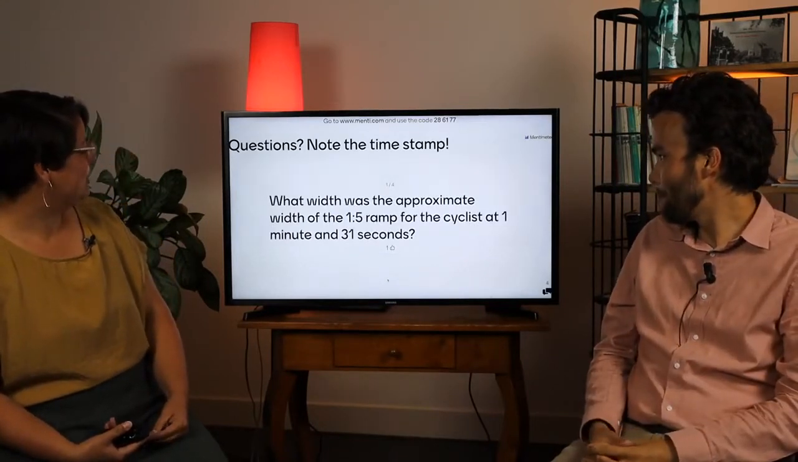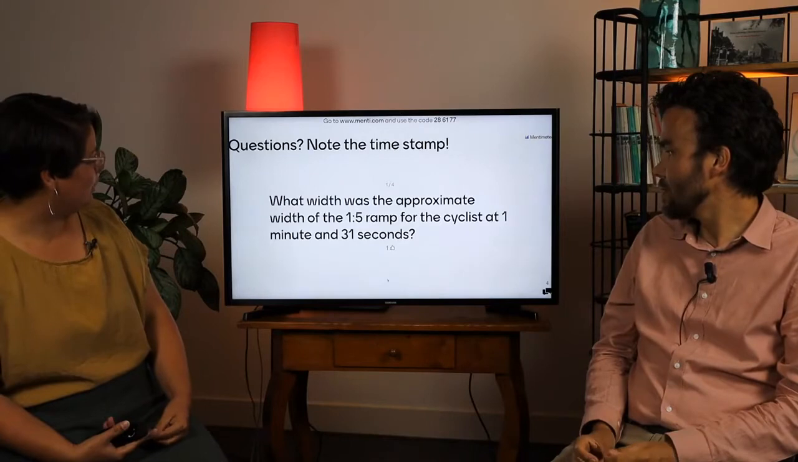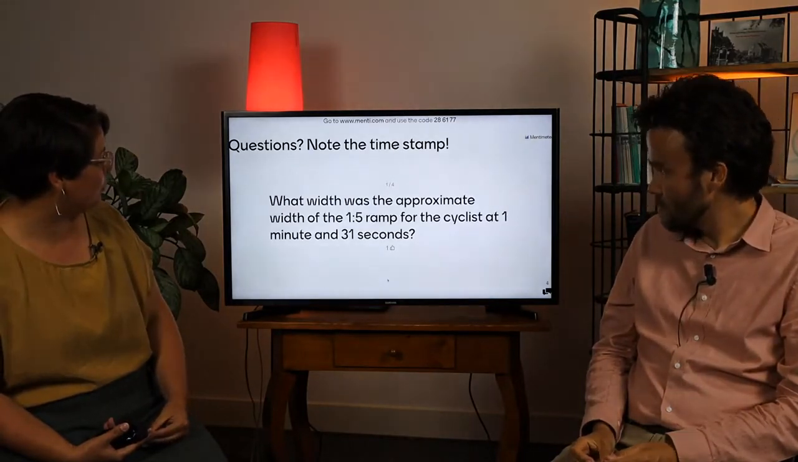What was the approximate width of the 1.5 ramp for the cyclist at the 1:31 mark?